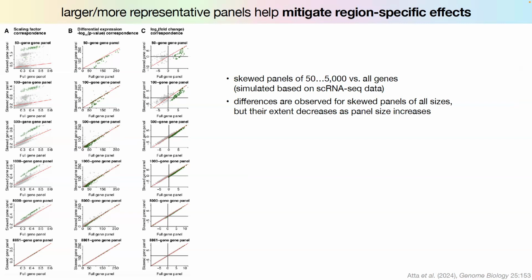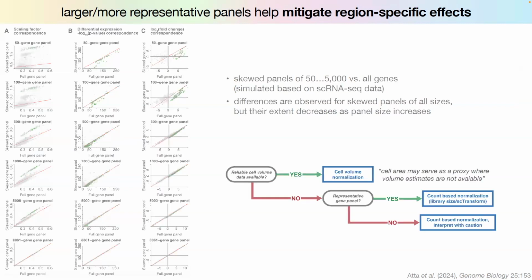The disappointment with this paper was then that they just say, okay, if you have cell volume, do that, and if you don't, in the end, do a count-based normalization if you think your panel is representative. I mean, the answer is just that there is no real solution yet. I think people are working on this. But yeah, currently there's not really a good way.